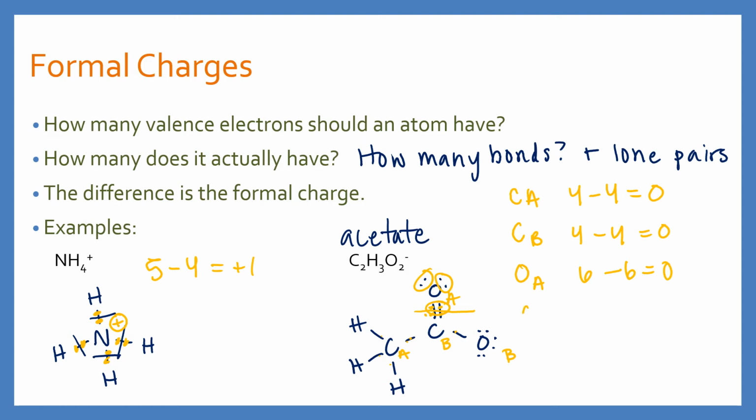Okay, let's look at oxygen B. Oxygen B has 1 bond, and it gets 1 electron from that bond. And then it has 2, 4, 6 from lone pairs. So it should have 6, but it currently has 7 around it. That's a difference of -1. So oxygen B has a negative charge.